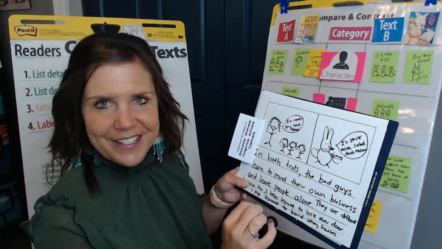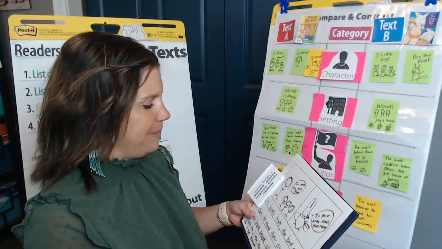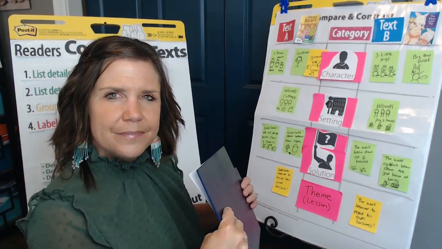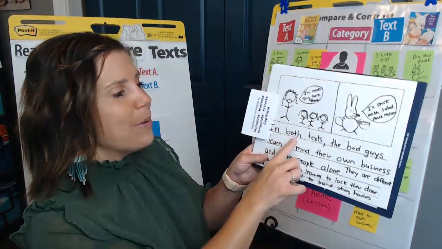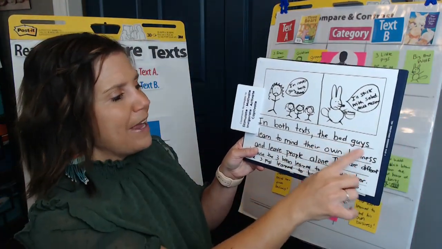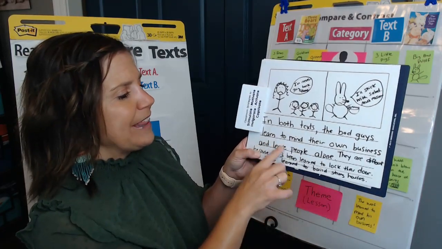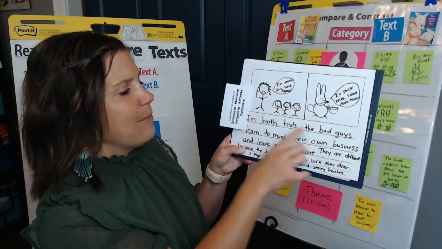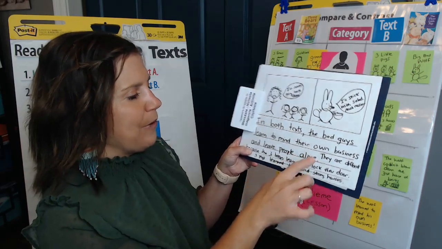Okay, so if I wanted to write sentences about how they're the same, what do you think I could write? How were they the same? Did you write something about how they mind their own business? Yeah, in both texts, the bad guys learn to mind their own business and leave people alone.